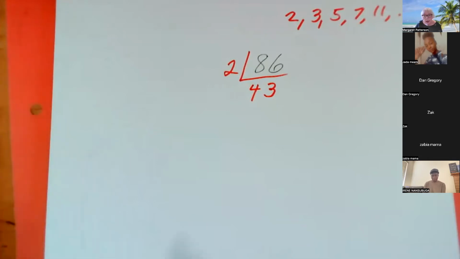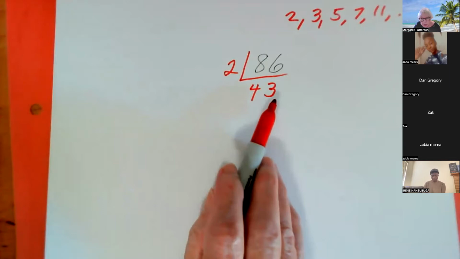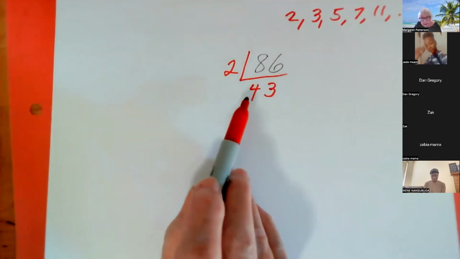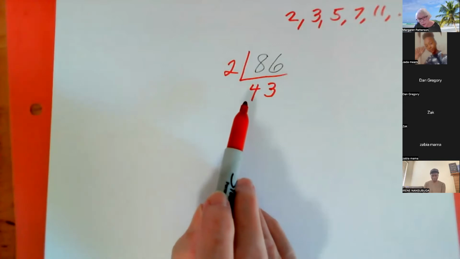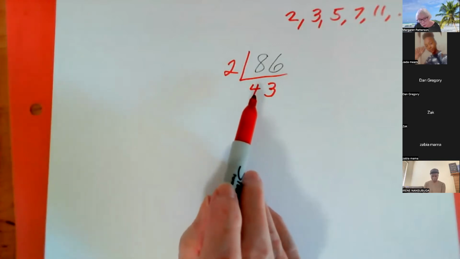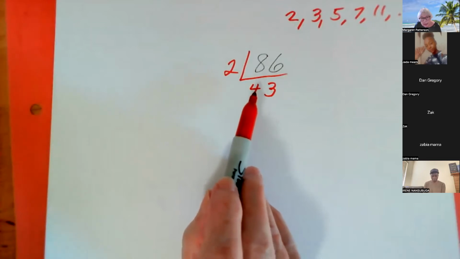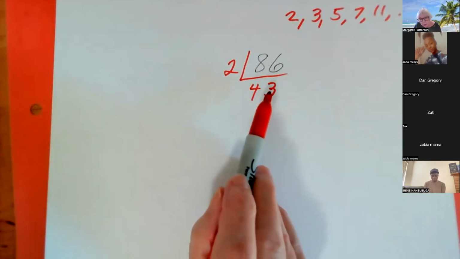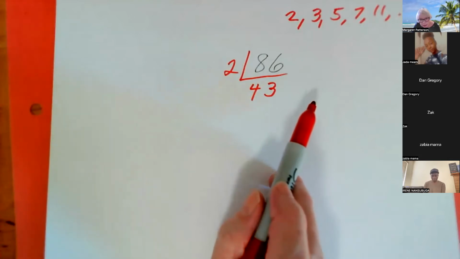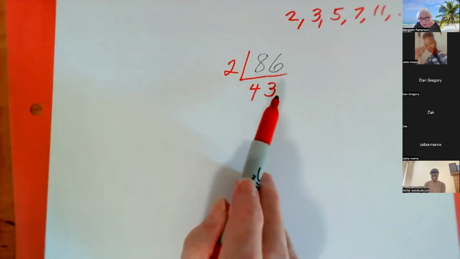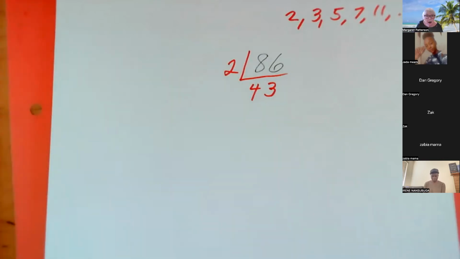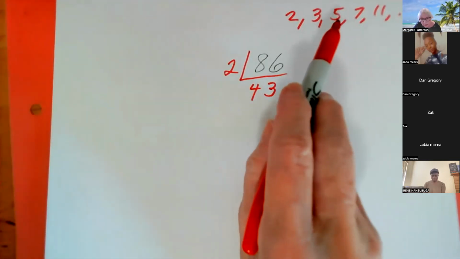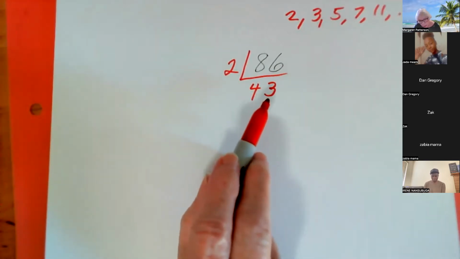So obviously 2 will not go into 43. So forget that. 3, I'm going to check out 3. Remember that there was a trick about 3. You add the digits. So 4 and 3 makes 7. 3 does not divide into 7, or 7 is not a multiple of 3. And so 3 does not go. How about 5? We can tell automatically, because if 5 divides it, the last number would be 0 or 5. So 5's no good.